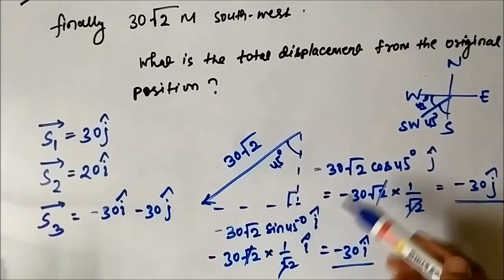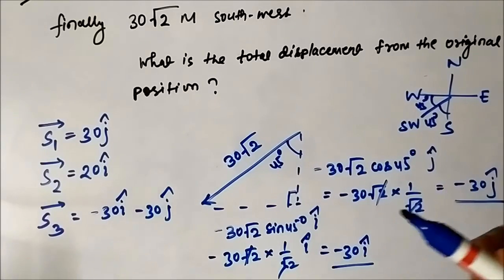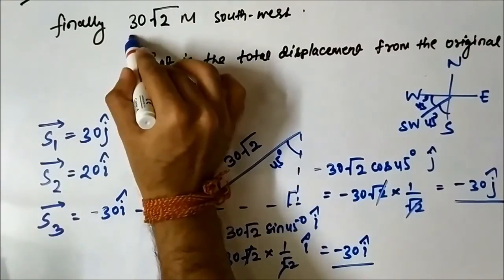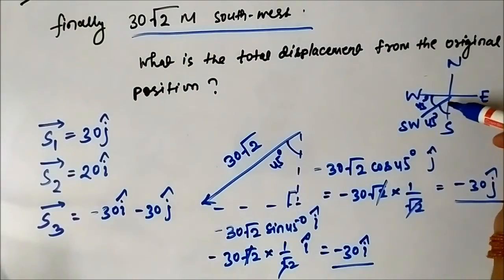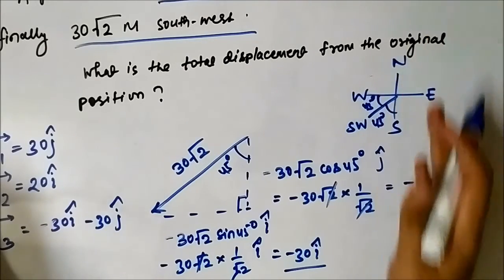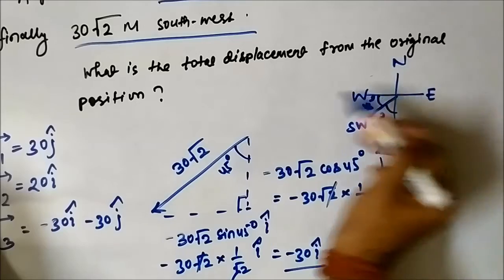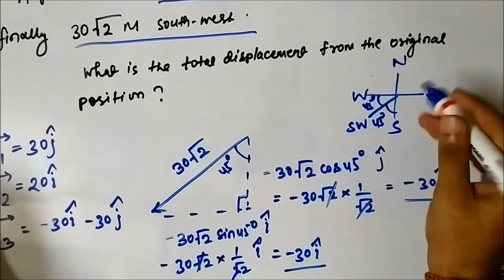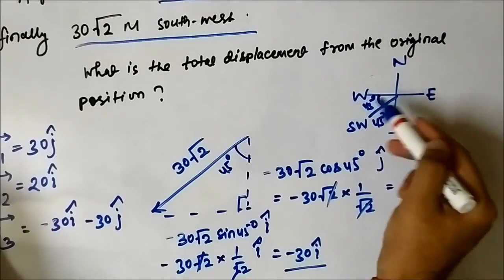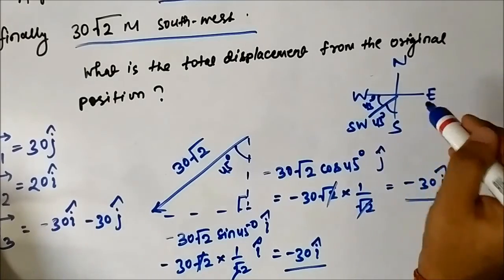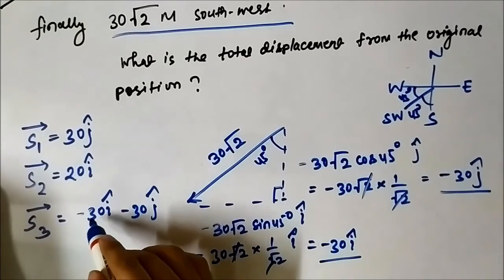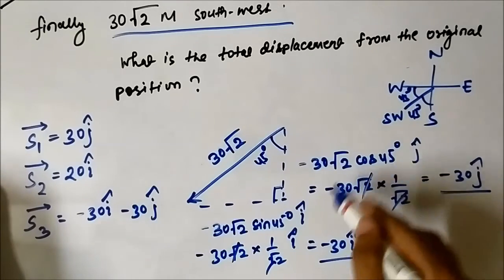Okay, so again, if you have any problem, you can pause the video and start from the point where you don't understand. Here again, let me make you understand this 30 root 2 meter southwest. Southwest means it will have some component in the south direction, some component in the west direction. South direction means in the negative y axis, west component means in the negative x axis. So the negative y axis component is minus 30 j cap, the negative x axis component is minus 30 I cap, which we have calculated here.